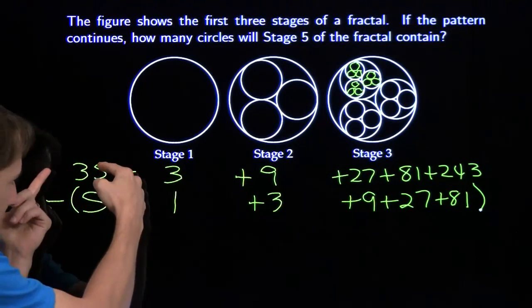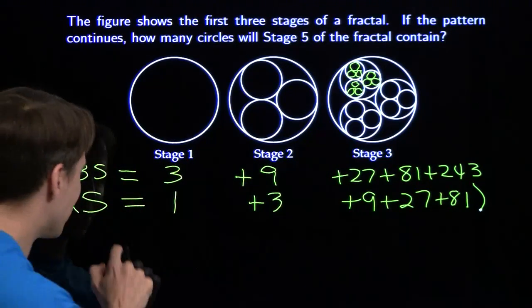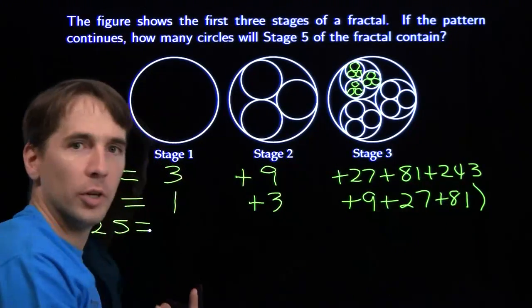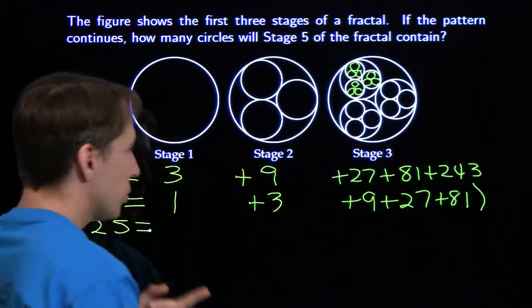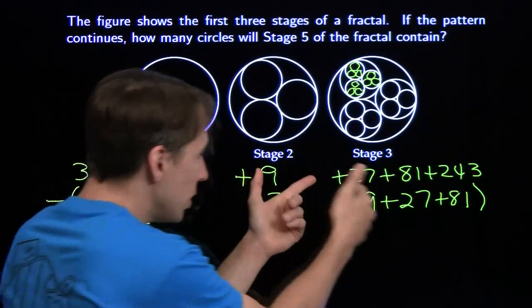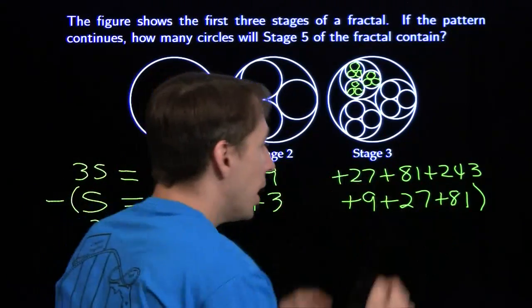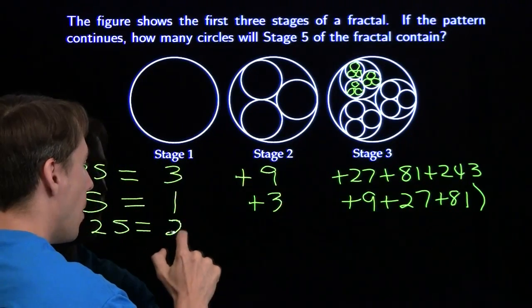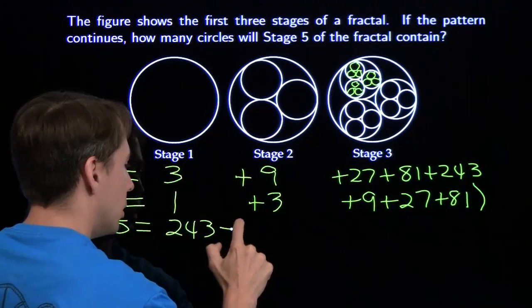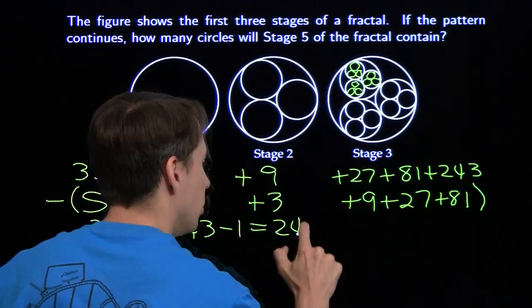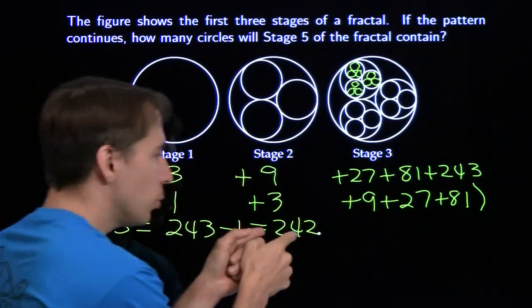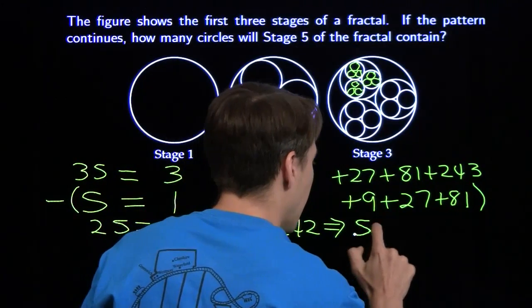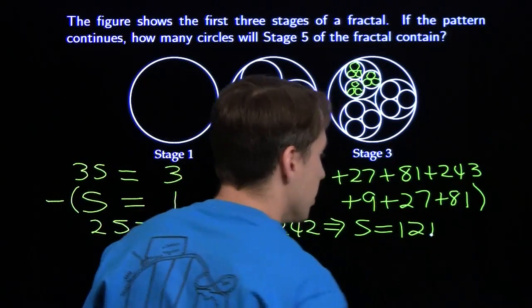Now over here on the left-hand side, we've got 3s minus s. That's just 2s. Now look at what happens over here. 3 cancels with the 3. 9 minus 9, that's 0. 27 minus 27, gone. 81 minus 81, out of here. All we're left with is 243 minus 1. That's 242. So I've got 2s equals 242. We divide by 2, and we get s is 121.